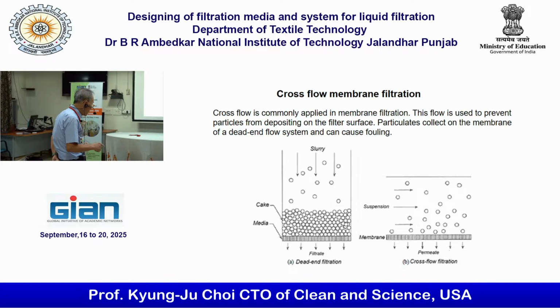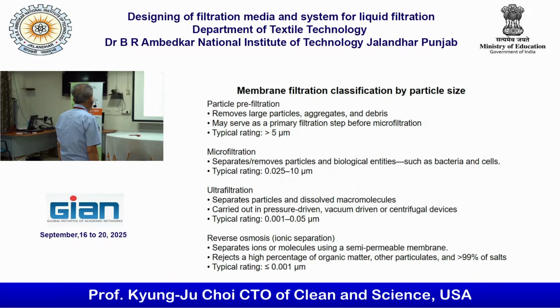So when you talk about the membrane, you only use the cross flow mechanism. Now, microfiltration removes the particle. Typical range is 0.025 to 10 micron. Ultrafiltration is 0.001 to 0.05 micrometer. Reverse osmosis is less than 0.001.